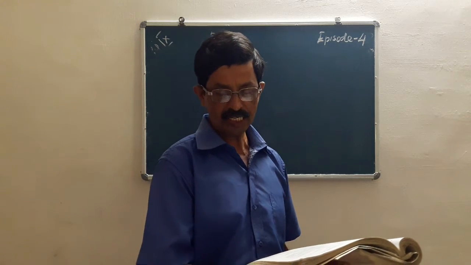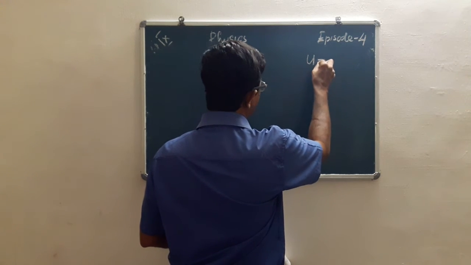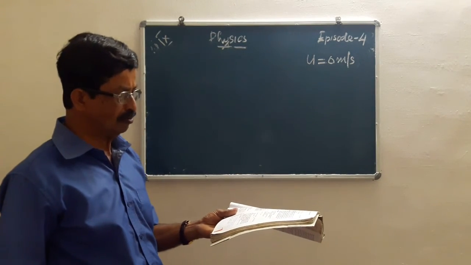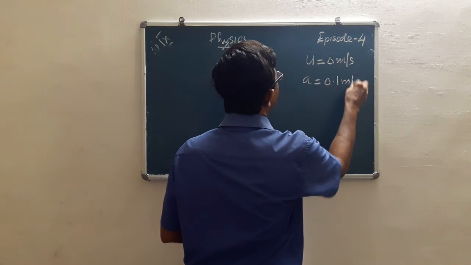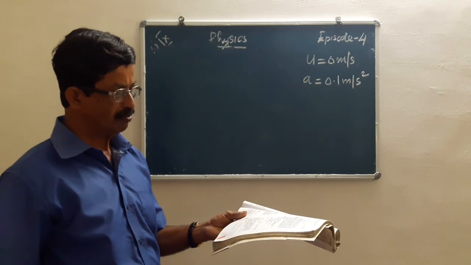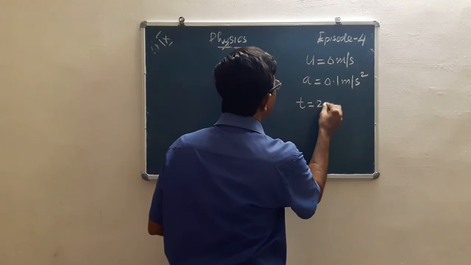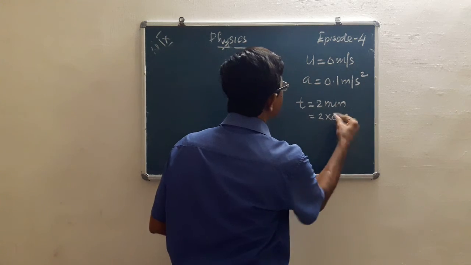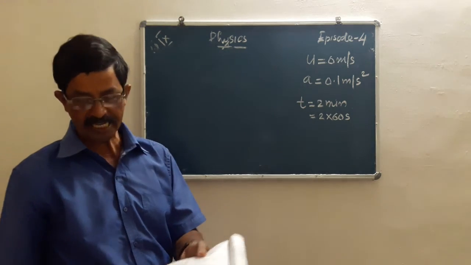Once again, a bus starting from rest. The bus is starting from rest, so its initial velocity is 0 meter per second. It moves with a uniform acceleration, that is, acceleration is 0.1 meter per second square, for 2 minutes. That is, t is equal to 2 minutes, which we convert into seconds: 2 into 60 seconds. Then the things we want to find are the speed acquired and the distance traveled.